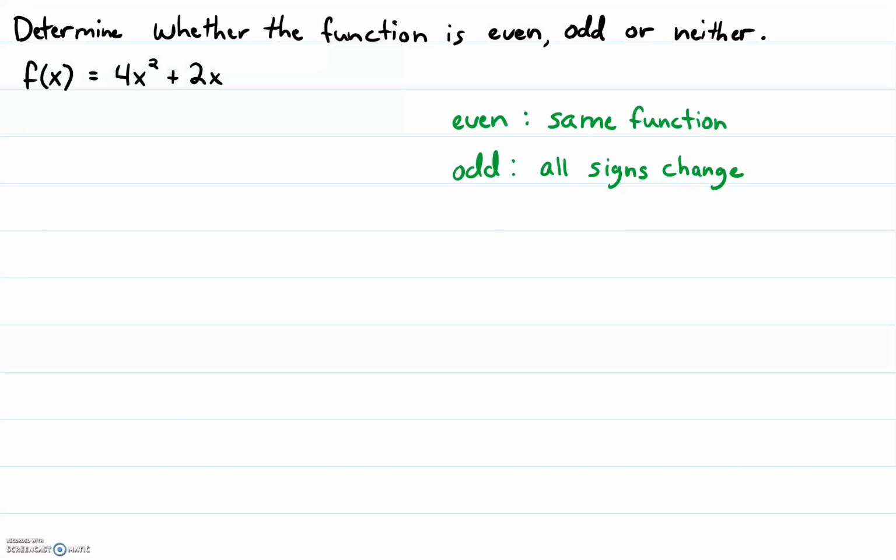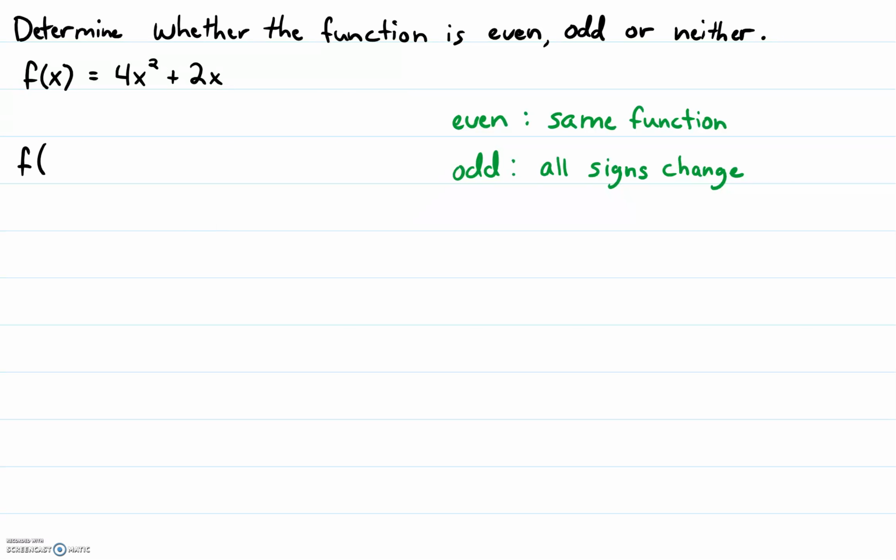In this video, we're going to look at how to determine whether a function is even, odd, or neither. And the function in question is f of x equals 4x squared plus 2x. Now, anytime you're given the function in function notation, the first step is always the same. You just want to figure out what the f of negative x is.